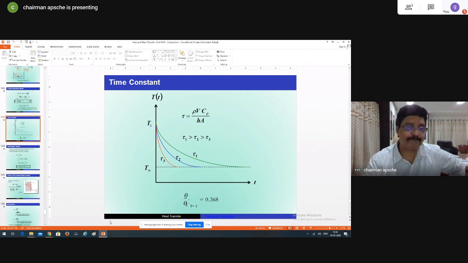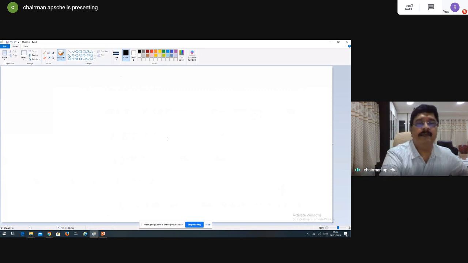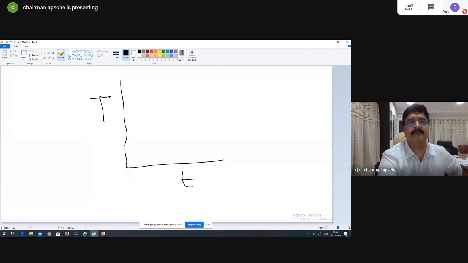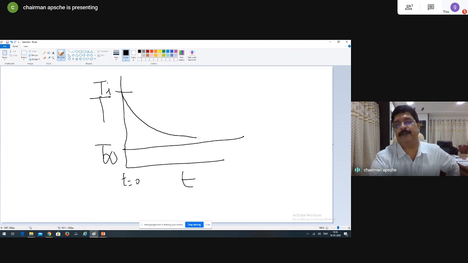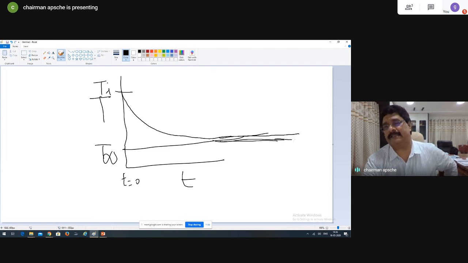I said, when you take temperature on the y-axis and time on the x-axis, let me say the initial temperature is Ti when time t is equal to 0. When you drop it into a new environment of lower temperature, let me say the ambient temperature is T infinity, the temperature variation is an exponential function. The temperature is exponentially decreasing, and it is asymptotic with the x-axis: it moves very close to the x-axis, but it meets it only at infinity. That is the exponential function.